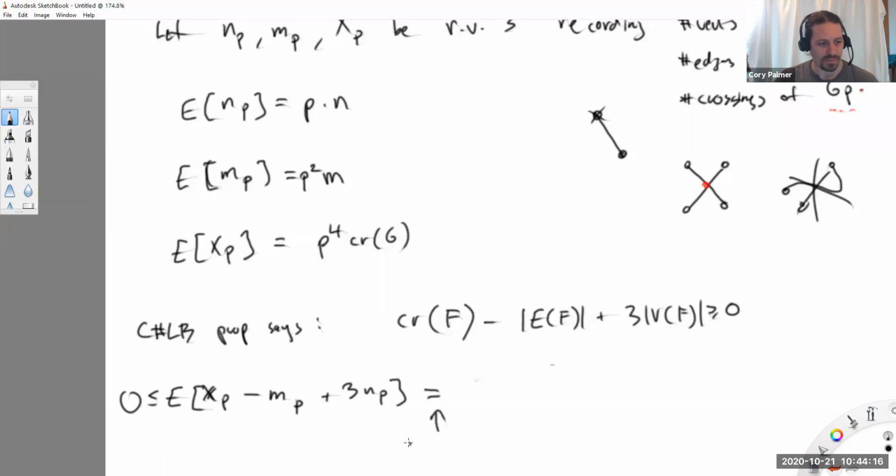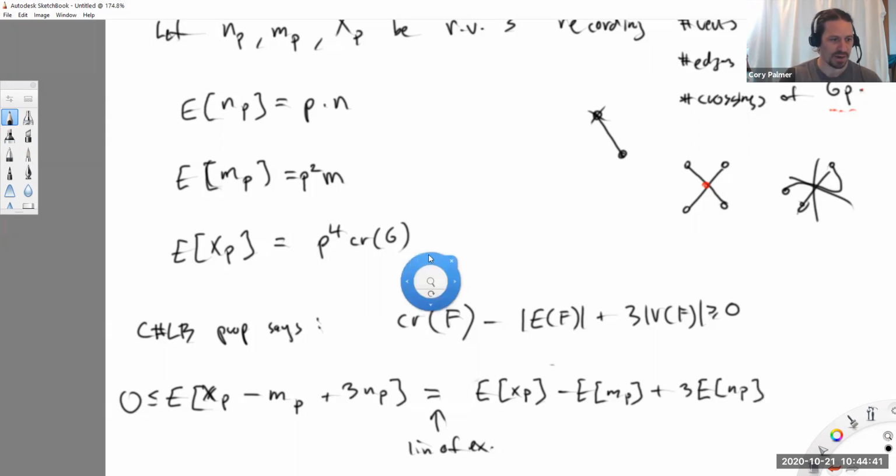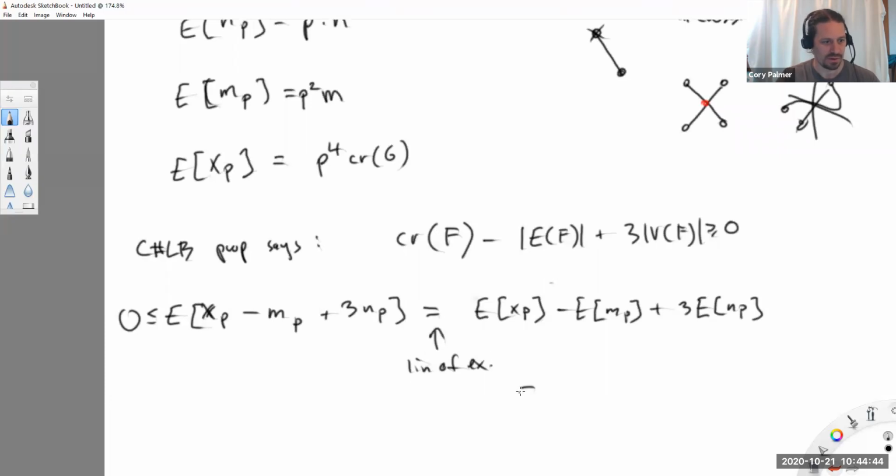Now, by linearity of expectation, I can rewrite this whole thing as the expectation of X_p minus the expectation of m_p plus 3 times the expectation of n_p. It doesn't matter if I take that out or not. But I just computed each of these values, right? This is p to the 4th times the crossing number of G, minus p squared m, plus 3 times p n. And this is all greater than or equal to 0. Let me put it over here to remind ourselves. Okay.